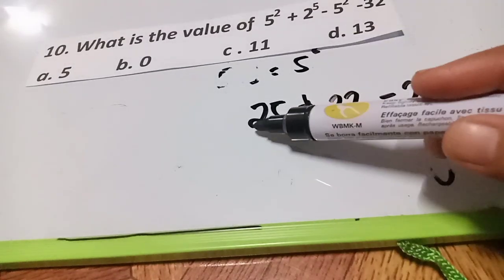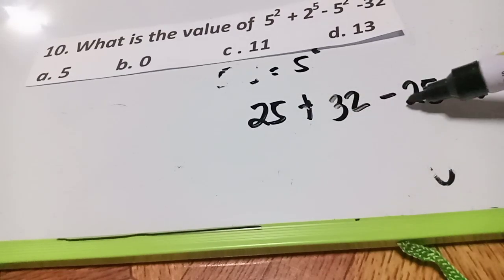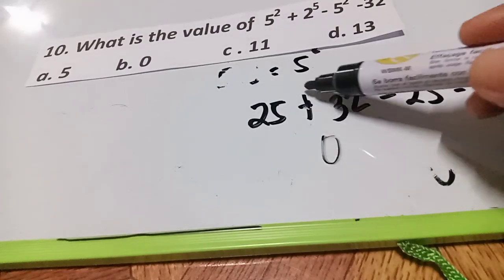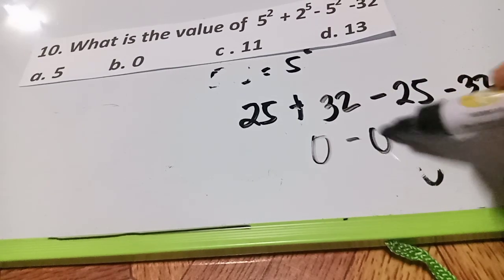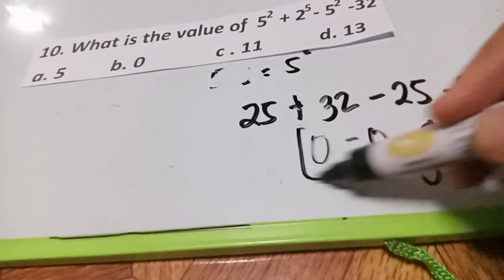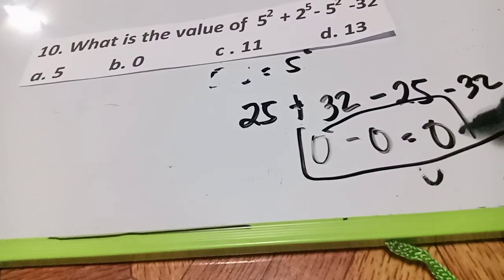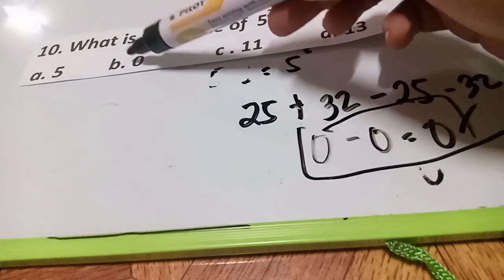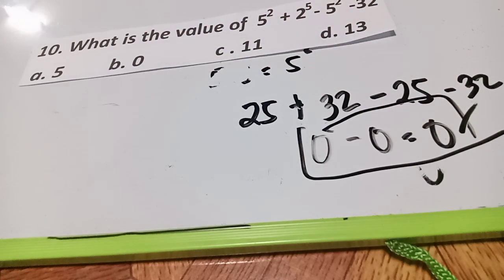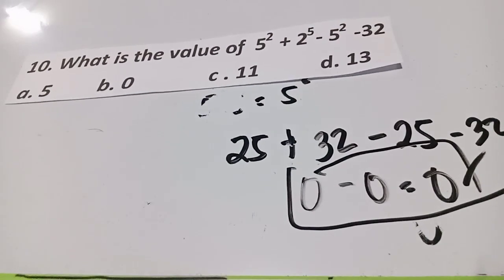So, if you know that 25 minus 25 will become 0, and positive 32 minus 32 will become 0, the answer is 0. So, our answer for number 10 is letter B, which is equal to 0. Just only know how to expand the exponent and multiply by itself. That will be the best answer. That is the answer for number 10.